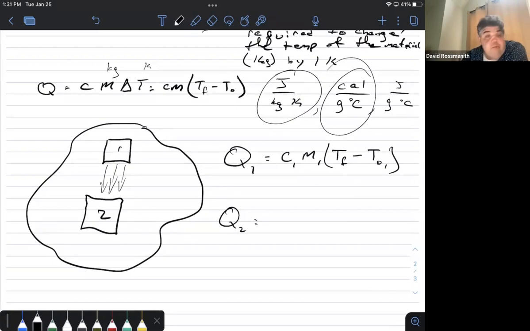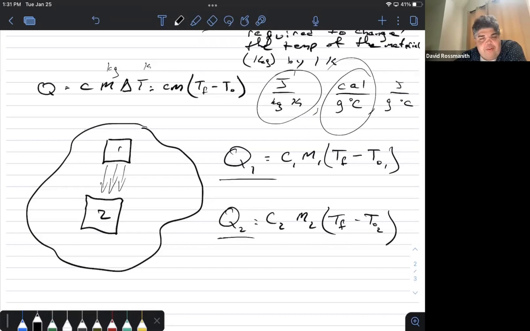Now, object two, same thing. He's got his specific heat. He's got his mass. And what temperatures does he have? He gets to the same final temperature because it's equilibrium, but he started with some other initial temperature. Okay, so object one, how much heat does he lose? That much. Object two, how much heat does he gain? That much.